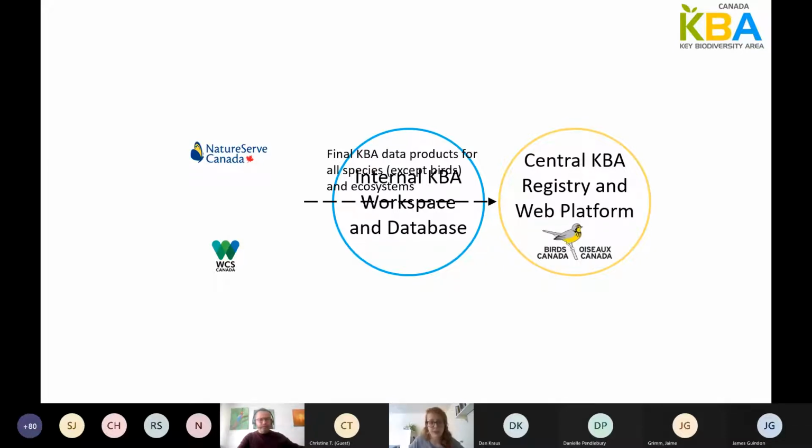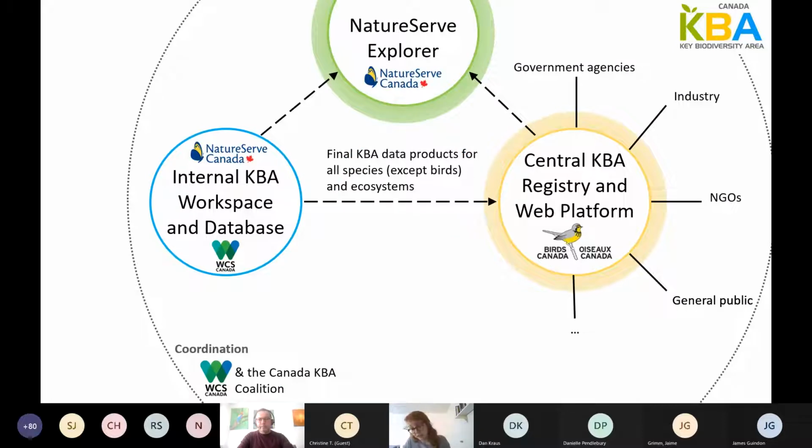Birds Canada will then be serving this data out to end users, in particular government agencies, industry, NGOs, the general public, etc., to make it as widely available as possible. And the final step that we hope to implement is to have both databases connect to the NatureServe Explorer interface to also serve the data to end users and provide another platform for access. All these data flows are being coordinated by the WCS Canada and by the Canada KBA coalition at large.